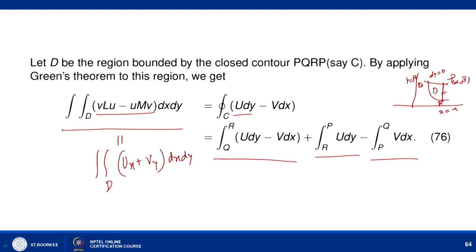So, along QR we have this, along RP the dx component is missing because dx is 0, and along PQ we have only the dx component because dy is 0. So now this expression is written as the sum of 3 integrals: integration from Q to R of u dy minus v dx, plus from R to P of u dy, minus from P to Q of v dx.